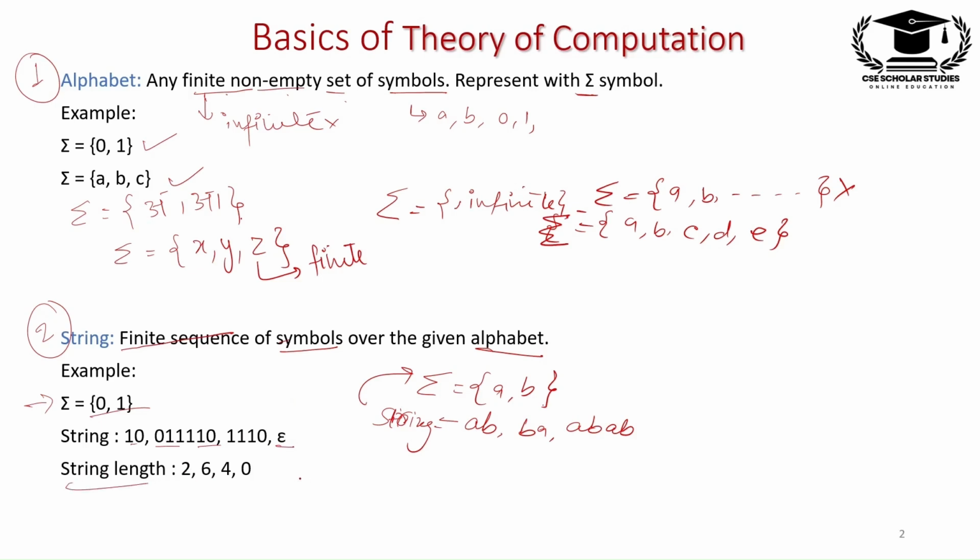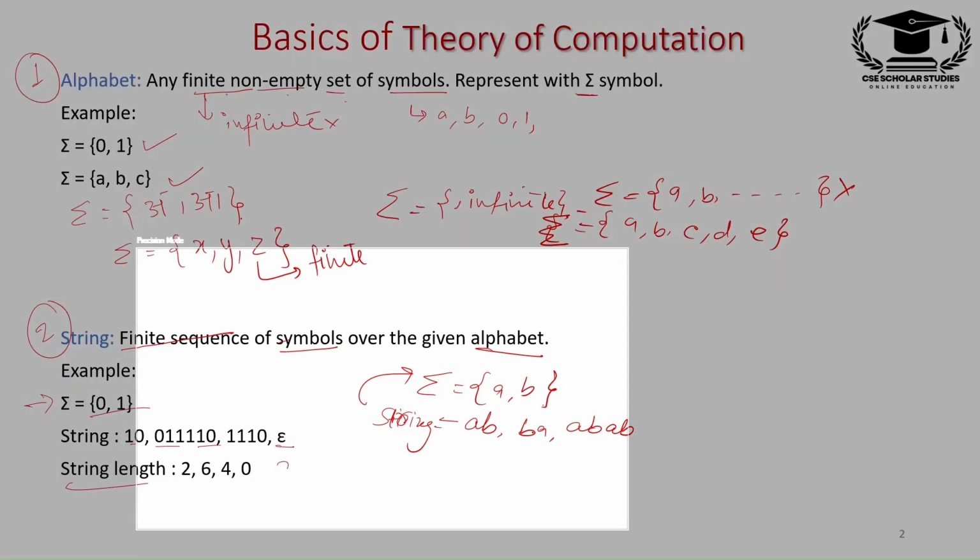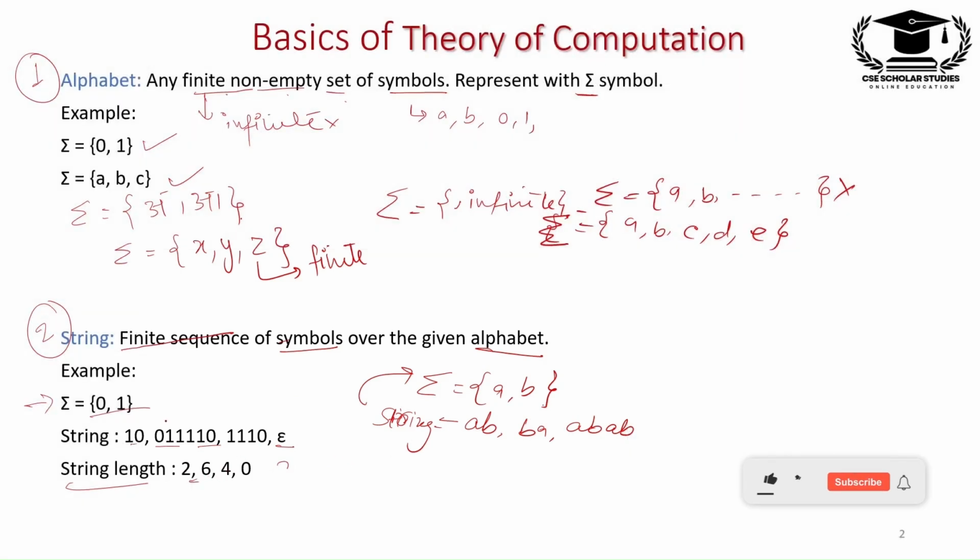And what is the string length? For this string, counting 1, 2, 3, 4, 5, 6, the string length is 6. And what is the length of this string? 1, 2, 3, 4. It is 4. Epsilon is also a string and its length is always 0. So basically a string is a finite sequence of the given alphabet.